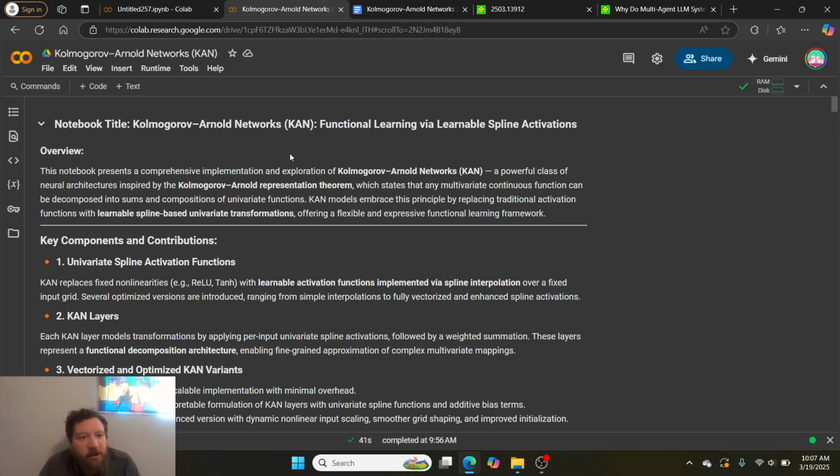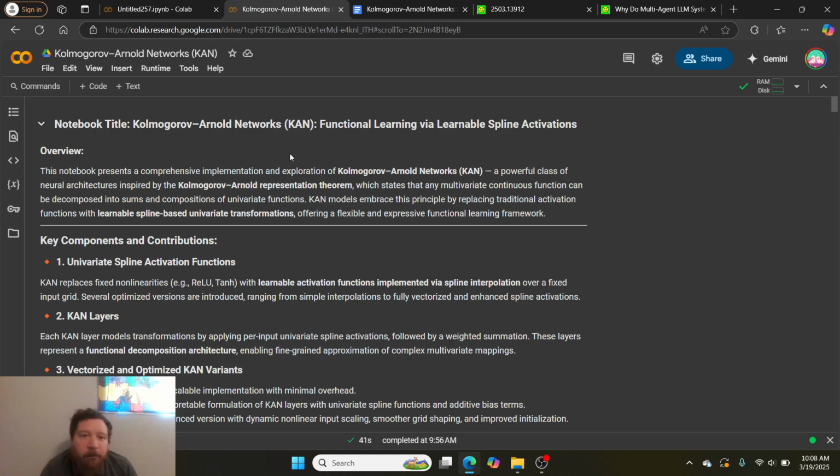Diving into the notebook specifically, this notebook presents a comprehensive implementation and exploration of Kolmogorov-Arnold networks, a powerful class of neural architectures inspired by the Kolmogorov-Arnold representation theorem, which states that any multivariate continuous function can be decomposed into sums and compositions of univariate functions. So any big function can be broken up into smaller linear functions. Then you apply an activation layer, or non-linearity layer, to those functions, and you combine them together to solve a bigger problem. And it's 100% traceable back. That's the big thing within this, right? This is explainable AI to an extreme.